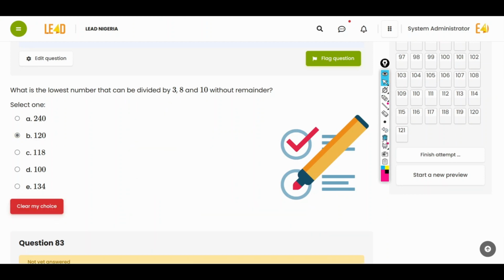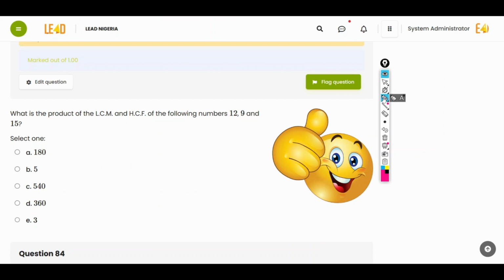All right. We're asked to find the product of the LCM and HCF of the numbers. So we'll find the LCM first, and then we'll find the HCF. We'll multiply them together, right? You find the LCM, get that. Find the HCF, get that, and then you multiply them together.